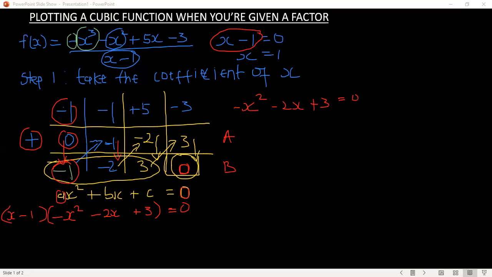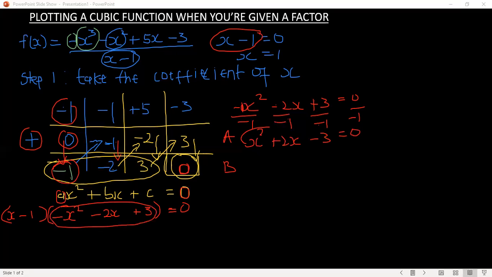We can simply divide by -1 to eliminate this negative here. So divide by -1 throughout. Therefore, the answer is going to be x squared, since negative and negative is positive, then plus 2x. Then negative and positive is going to be negative, so we're going to have -3 here, which is equal to 0. So we can change this to that.